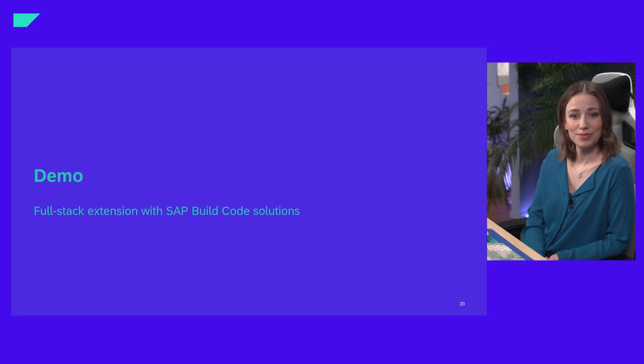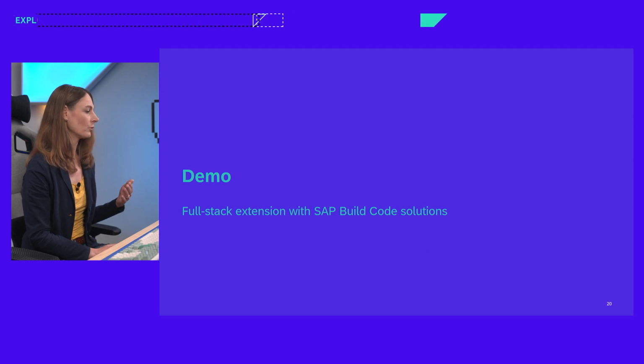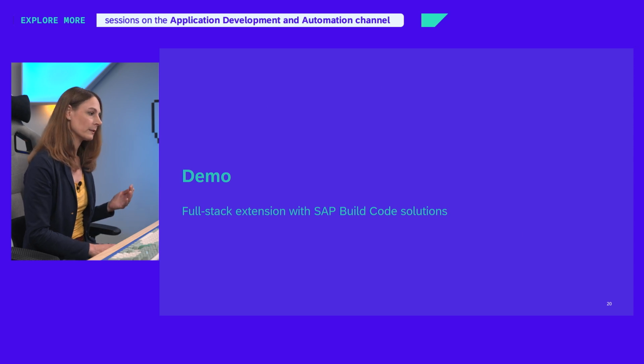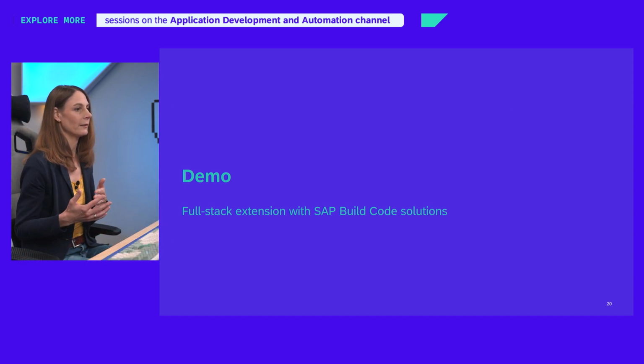But let's look at a practical example. Let me now show you how this really looks if you want to build a full-stack extension with SAP Build Code. Let's assume the following scenario. A company wants to have an application that allows a clerk to maintain risks for certain suppliers and also their mitigation. And the application is an extension for SAP S/4HANA Cloud, and it deals with risks and mitigations that are local entities in the application and suppliers coming from the SAP S/4HANA Cloud system.